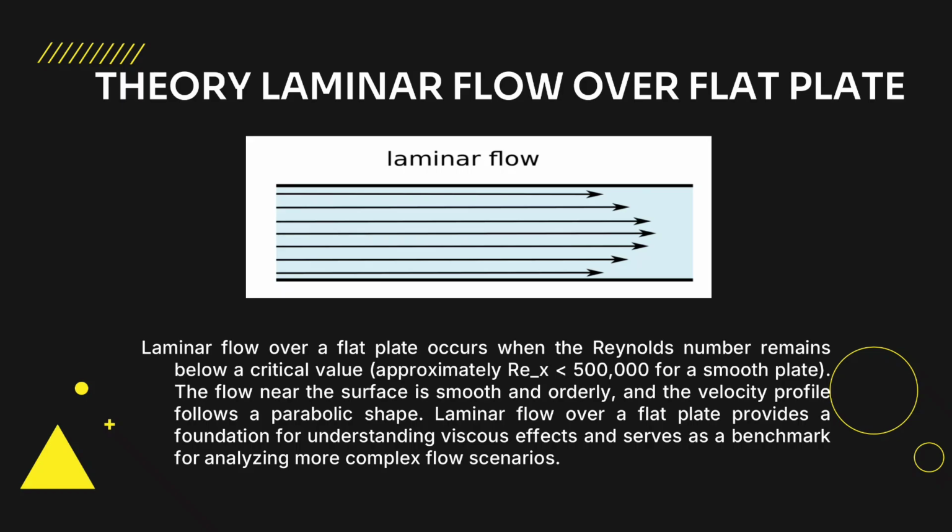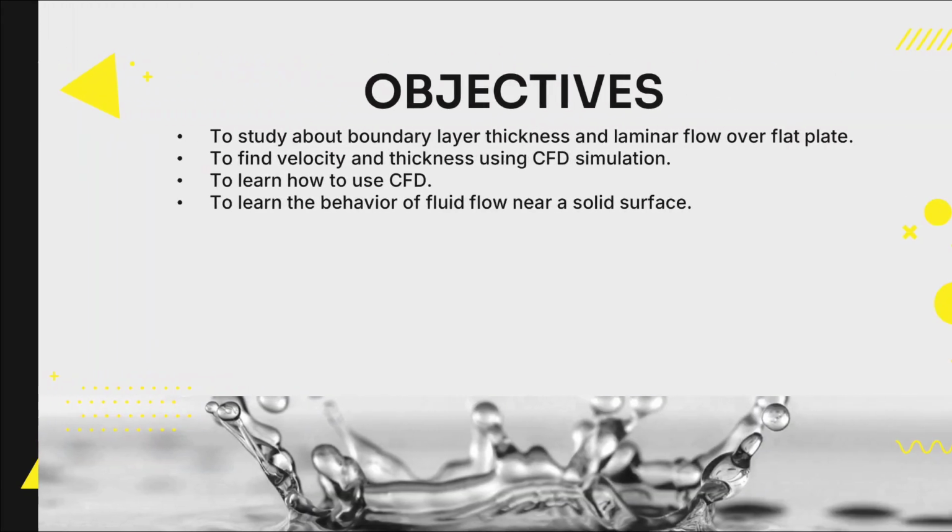When the Reynolds number is below 500,000, flow over a flat plate remains laminar. The velocity profile is parabolic, and the flow near the surface is smooth and orderly. This foundational understanding helps us analyze more complex flow scenarios.